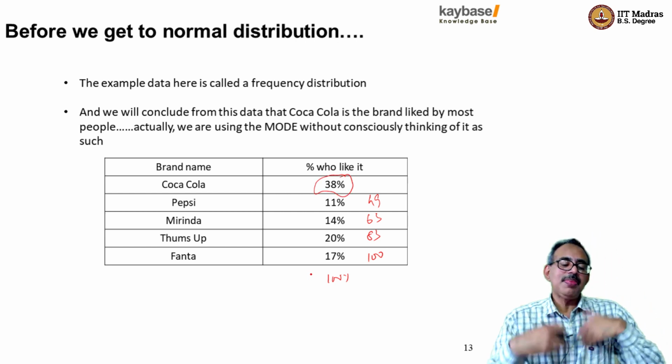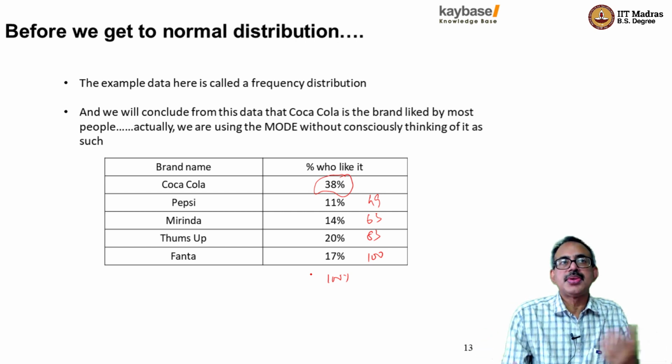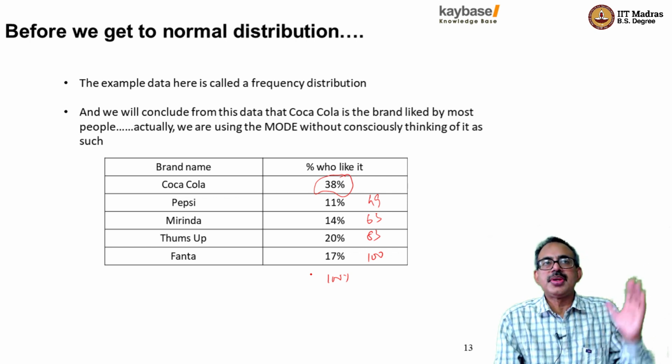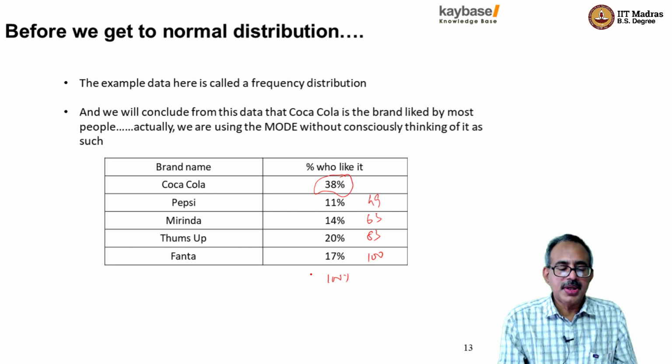So we keep using the mode when we study real life market research data. We don't consciously say, oh, now we should look at the mode. We just look at the percentages and see this is the highest, this is the lowest, and so on and so forth. Okay. Let's take a quick break here and then come back to the normal distribution.